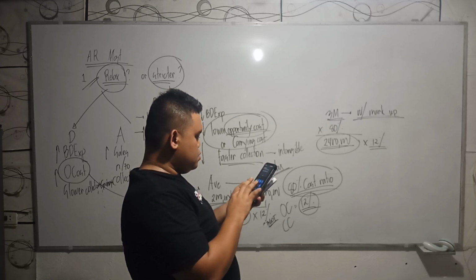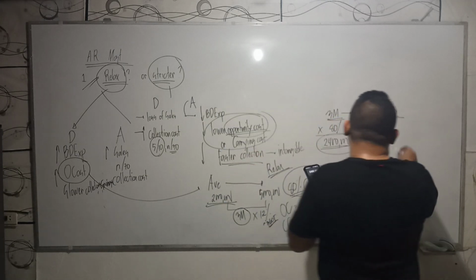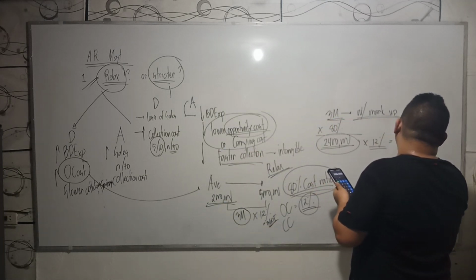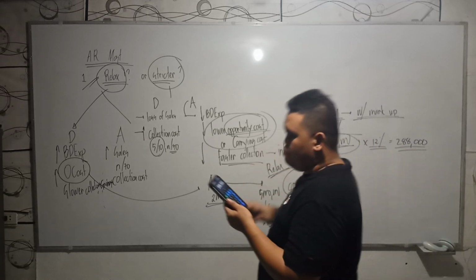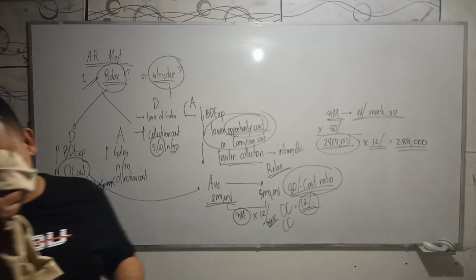400 times 0.12 is 288. So that's the opportunity cost that I'm talking about. So that's the twist. Okay?